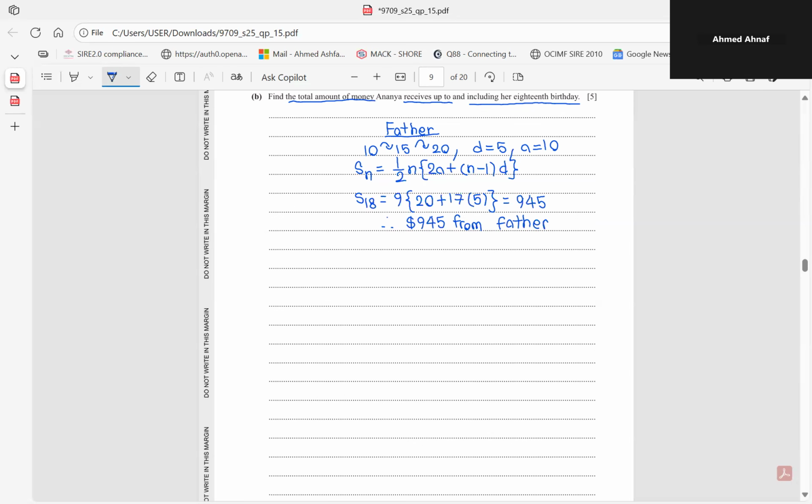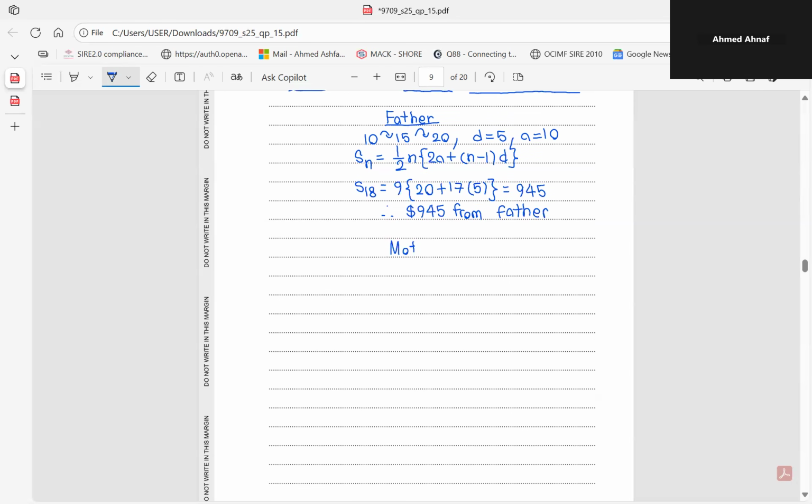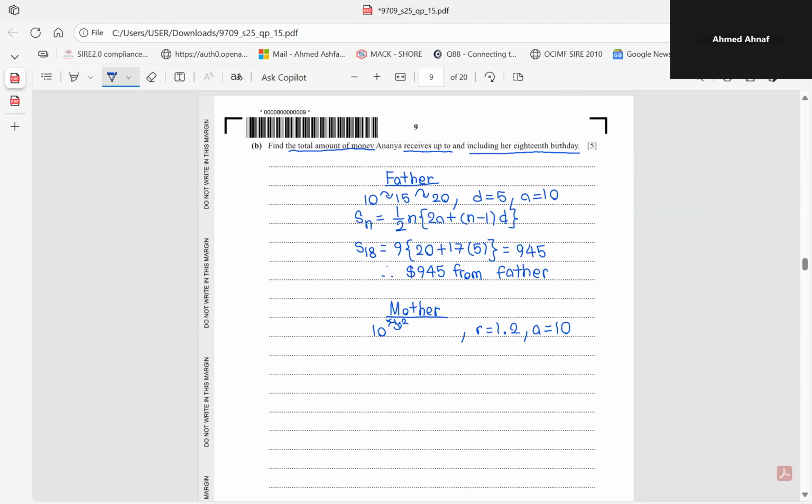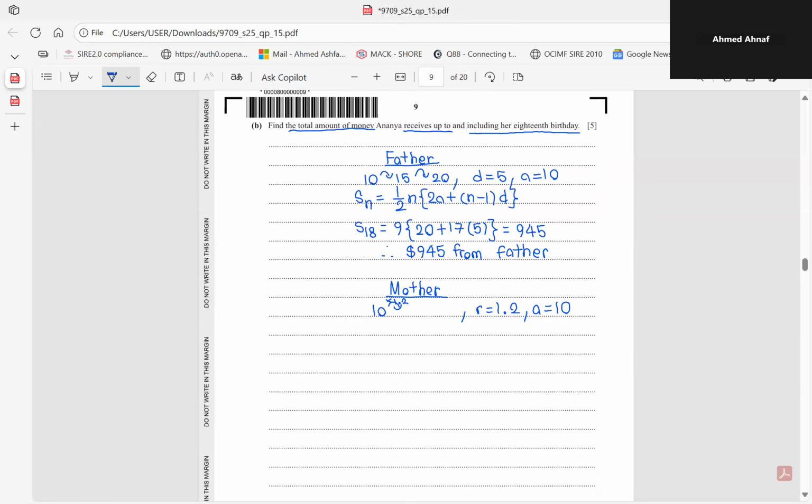Okay, and now we're going to find how much she received from her mother. So as we established previously, to get the next term, you have to multiply by 1.2. So this is a geometric progression of common ratio 1.2 and first term 10. And to find the total amount of money she received in all of her birthdays up until her 18th birthday, we're going to have to find the sum of the first 18 terms.